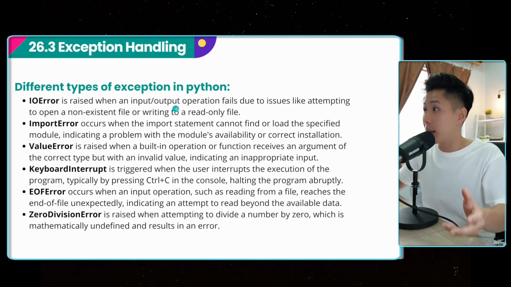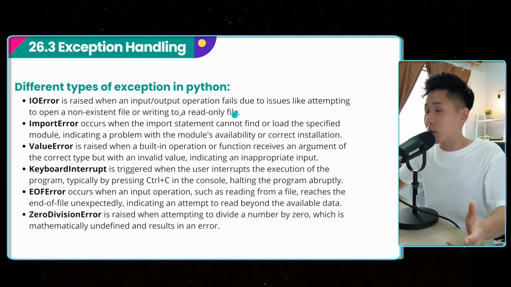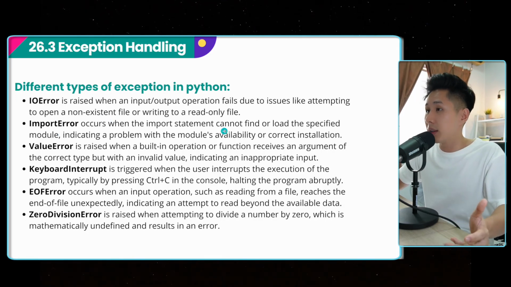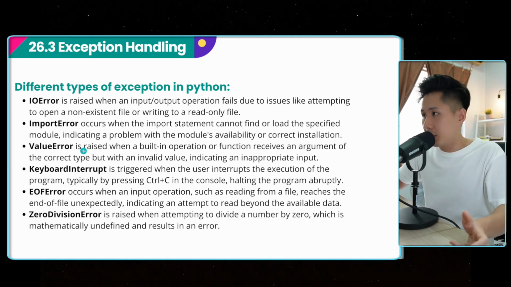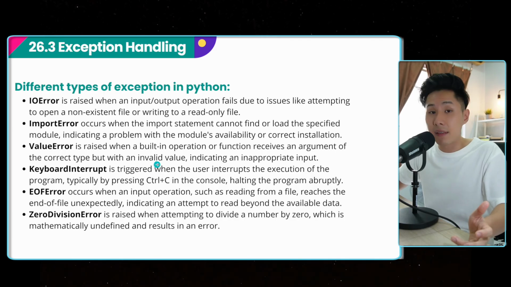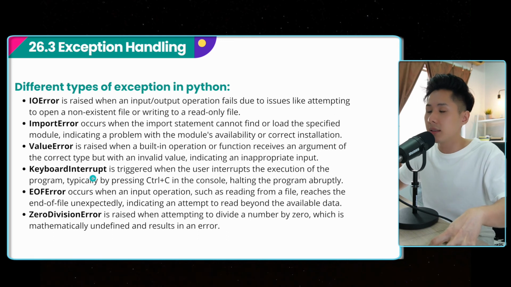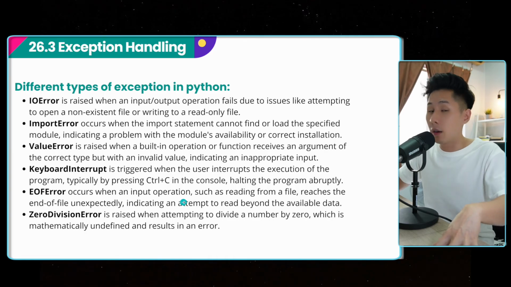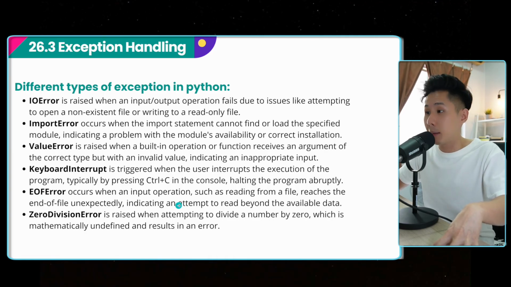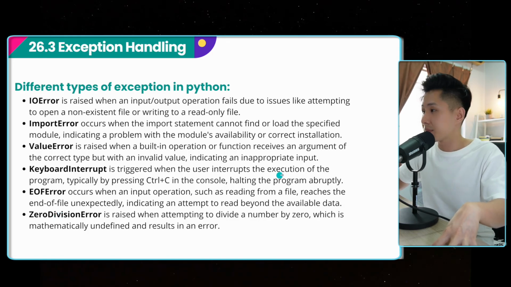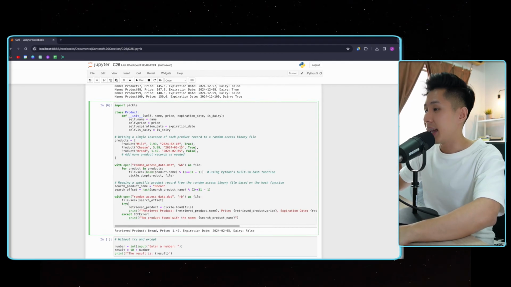IO error, input and output error, when you try to open a non-existent file. Import error when you try to import a module that is not there. Value error when the function receives an argument of correct type, but with an invalid value. Keyboard interrupt, when your code is running, you press Control C to stop it. EOF stands for end of file. That's the error when you're reading a file and it reaches the end of file unexpectedly. Zero division error is when you try to divide a number by zero. And I want to show you how it works in Python.